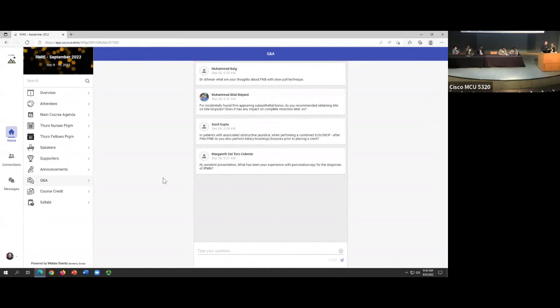All right, well, we have one more question coming up. Any thoughts about FNB with slow pull of the stylet technique?